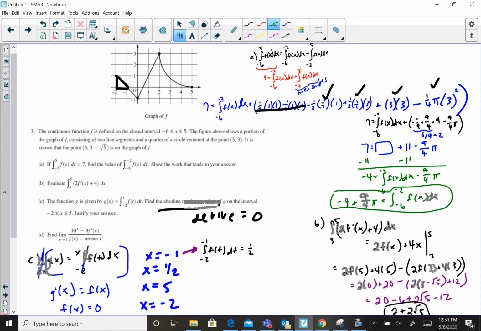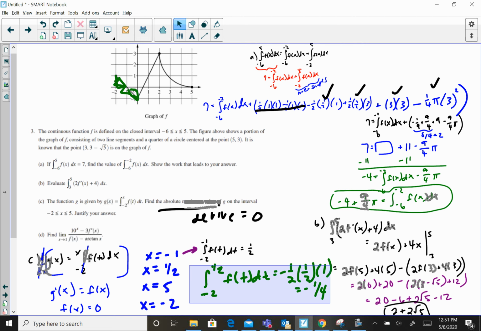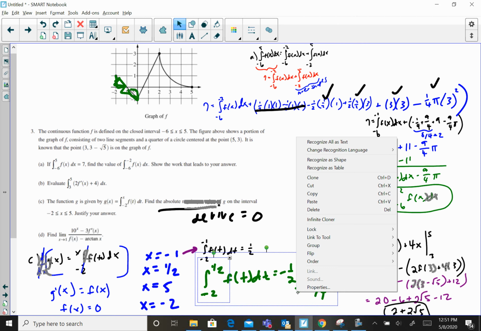When x is 1/2, the integral from negative 2 to 1/2. Notice that I'm not going to do this part, because this triangle and this triangle cancel each other out. So then my integral would be just the area of that leftover triangle, which is negative 1/2 base times height. So negative 1/2 times 1/2 times 1, or negative 1/4. So already that one's not the maximum.